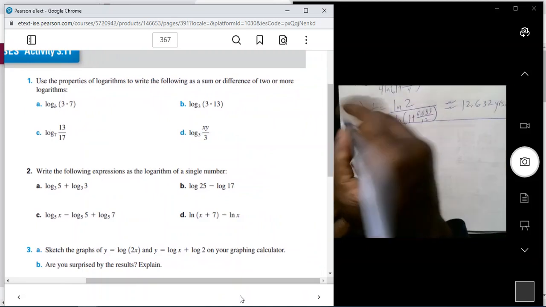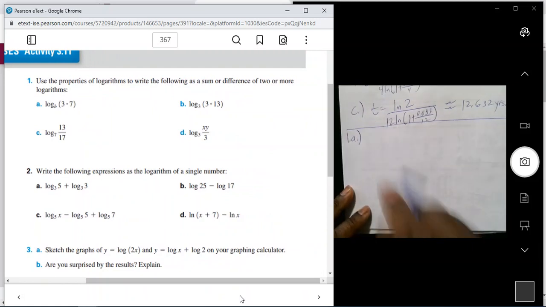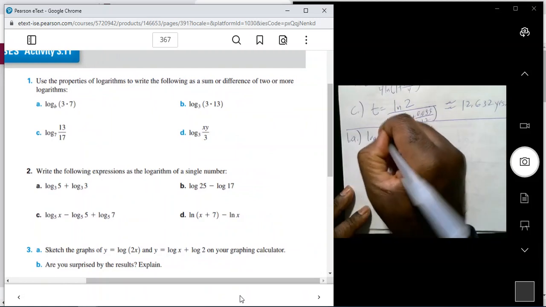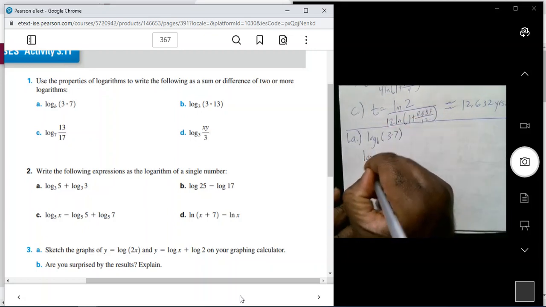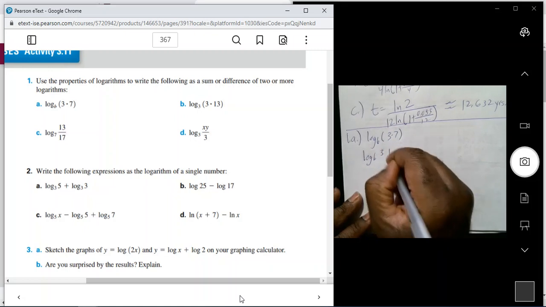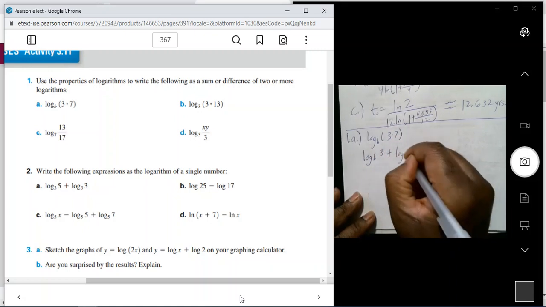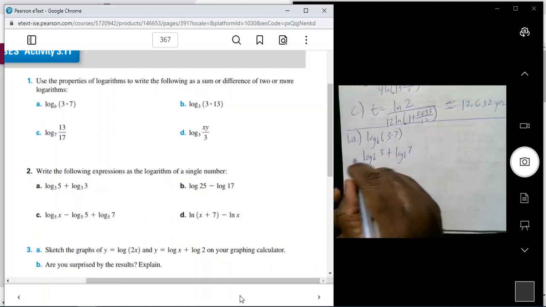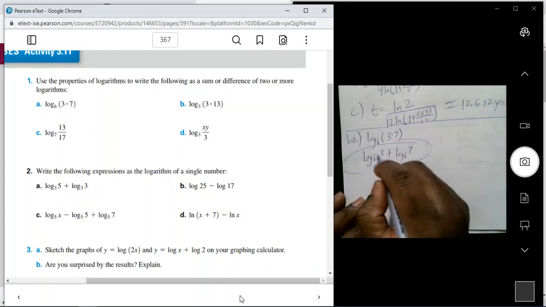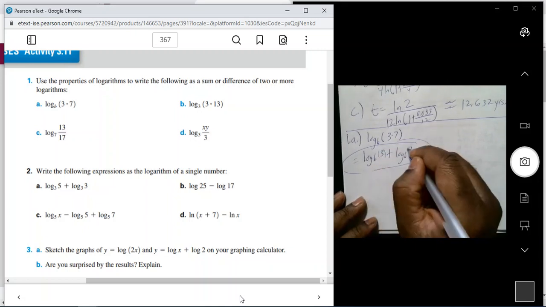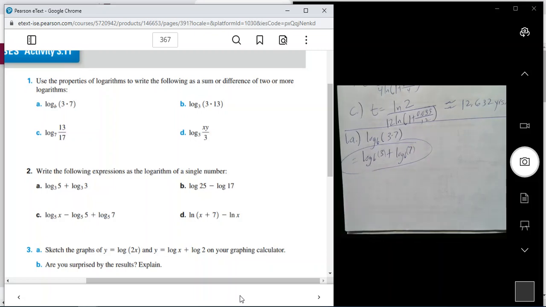All right, so we have 1a. We have log base b of 3 times 7. They want us to separate this. So it'd be log base b of 3 plus log base b of 7. Now, if you're having trouble writing the bases where they're lower, you can put these values in parentheses to let it be known that that's not part of the base, but you don't have to.